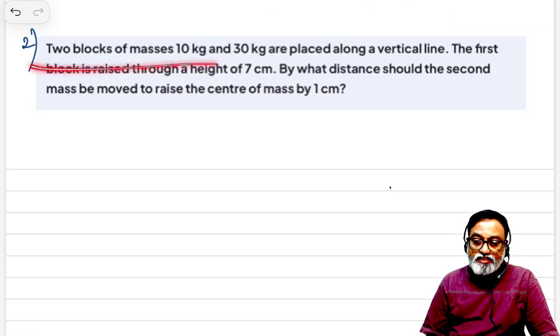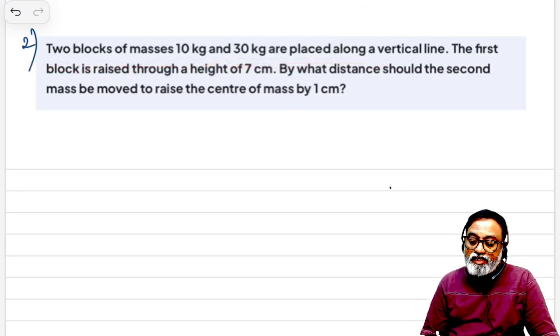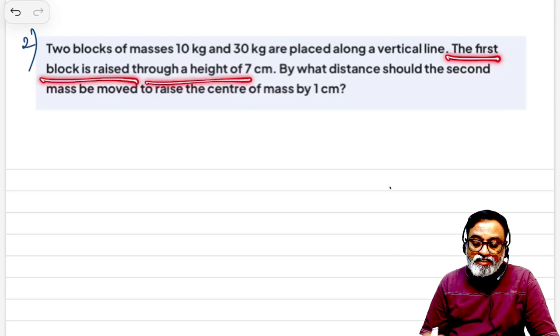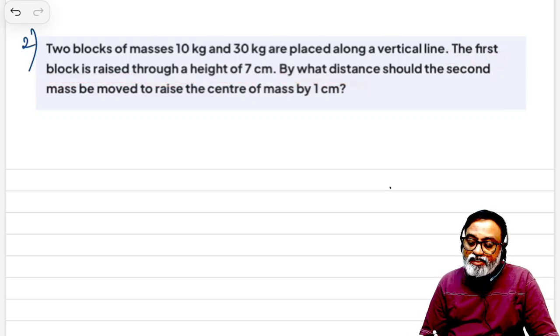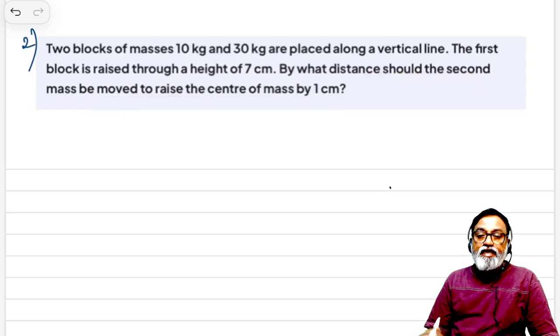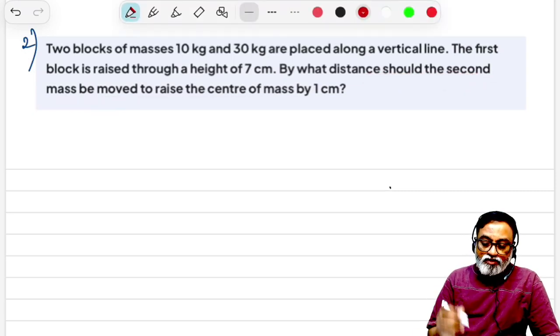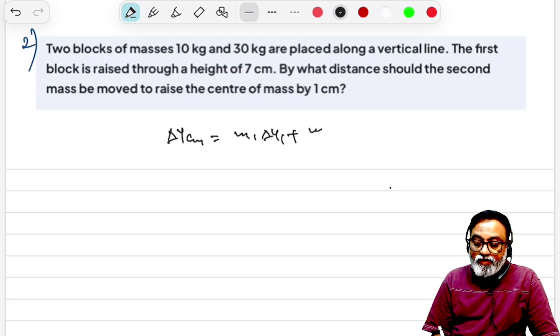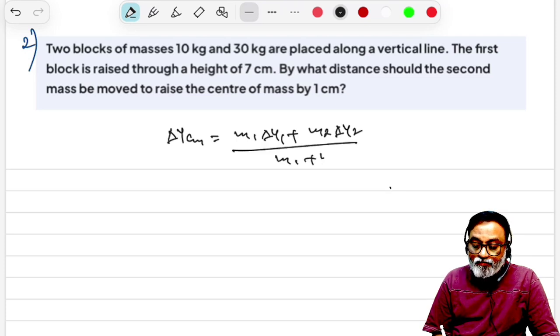Two blocks of masses 10 kg and 30 kg are placed along a vertical line. The first block is raised to a height of 7 centimeter. By what distance should the second mass be moved to raise the center of mass by 1 centimeter? Here the bodies are taken along the y axis, therefore I am taking delta ycm. So delta ycm is equal to m1 delta y1 plus m2 delta y2 by m1 plus m2.